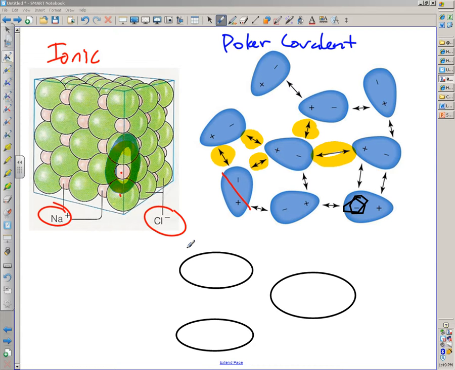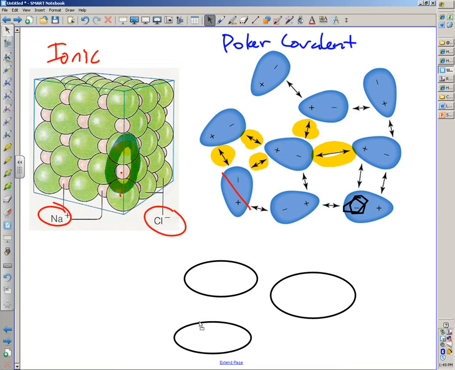Polar covalent molecules have intermolecular forces that hold them together. Nonpolar covalent molecules have very, very small intermolecular forces, so they don't really hold on to each other very much at all. Does that make sense?